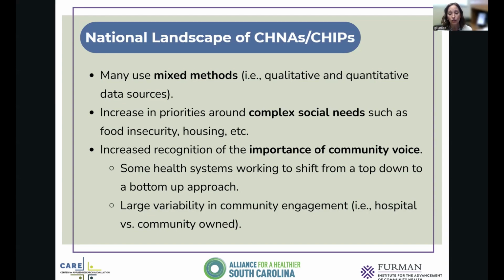And lastly, there's an increased recognition of the importance of the community's voice. There's this shift from top down to a more bottom up approach in conducting CHNAs. Now, with that being said, there's also a lot of variability in how healthcare systems are engaging the community. So it's kind of like a continuum where it really varies. So community engagement may look like asking community-based organizations to hand out surveys or hang up flyers with QR codes to try to increase response rates on surveys for the CHNA.